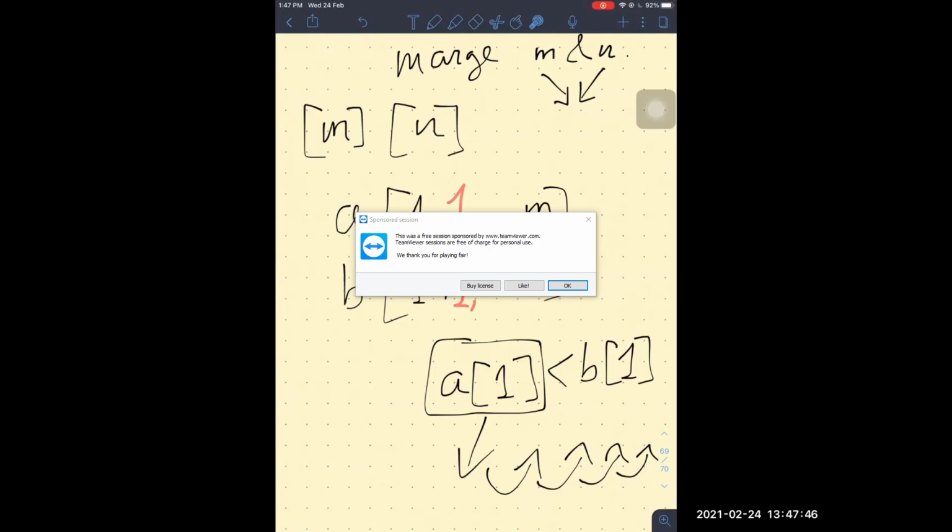Any other idea? Yes. Is it like searching for the ith element of one array and similarly the other array, and then comparing them? Yeah, you have to do something like that.